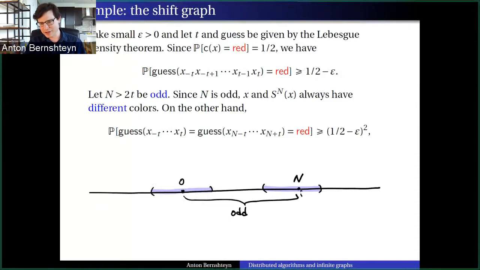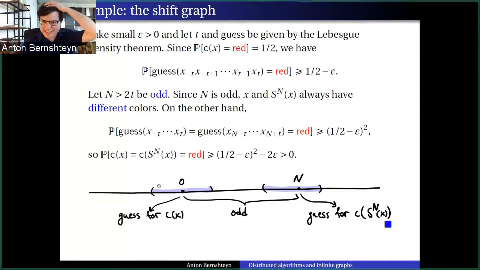On the other hand, look at this number n here, and look at the sequence around it. Go from n minus t to n plus t. Again, this is just a random sequence of zeros and ones. When I apply the guessing function to it, it's again going to output the color red with probability at least 1/2 minus epsilon. These two random events are independent because this one looks at zeros and ones in this sequence and this one in this sequence, which means that the probability that both of them output red is at least the product of the probabilities. So it's (1/2 minus epsilon) squared, at least, which is roughly a quarter, right? Because epsilon is very small.